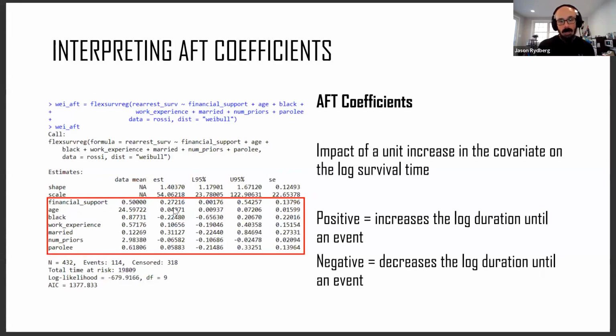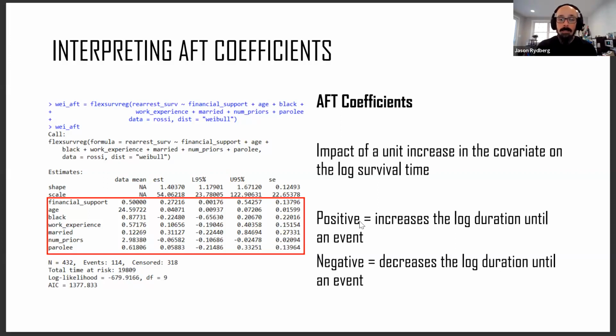So here we have our accelerated failure time coefficients. What can be confusing here is that these are describing the impact of the covariate on the log survival time, which is not the same as describing the impact of the covariate on the log hazard function. So they're often going to be in different directions than what you would get with a proportional hazards analysis.